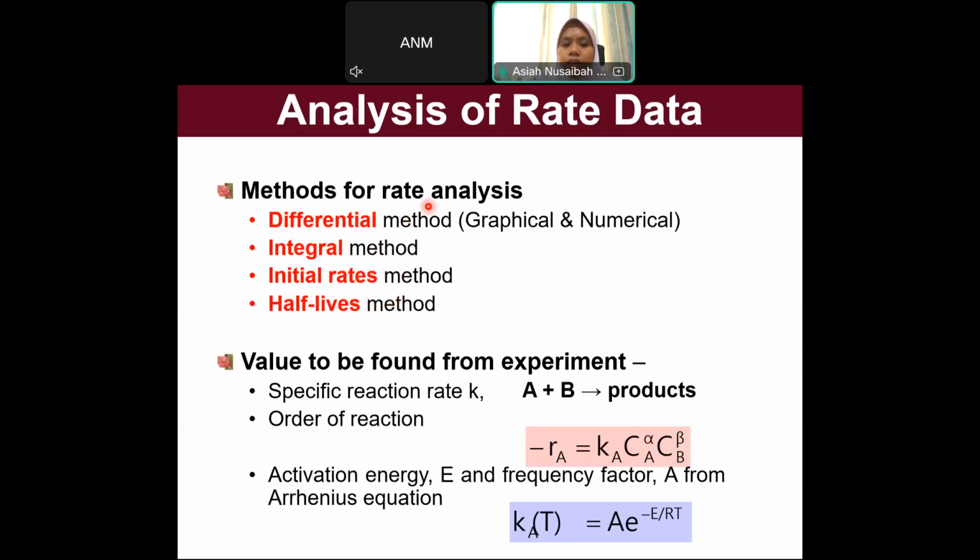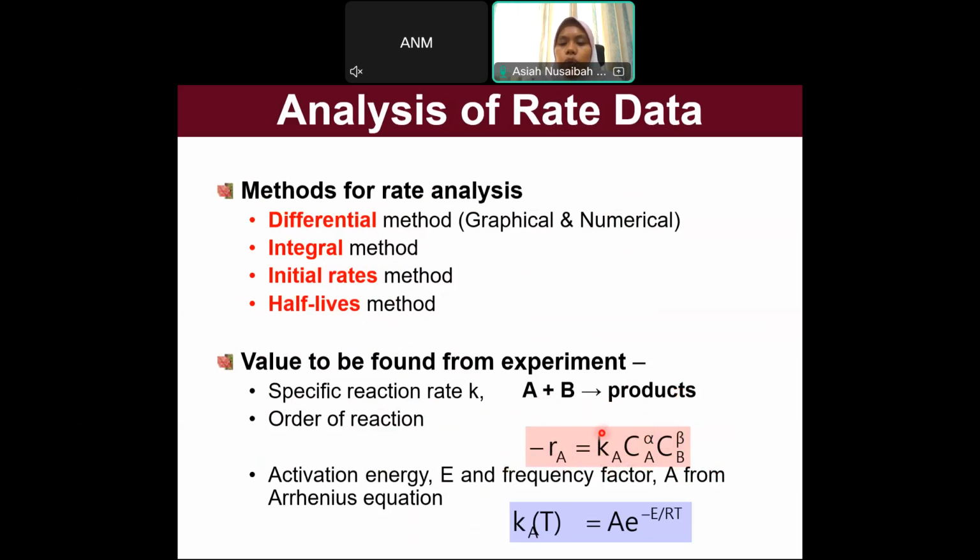Based on the data, where we vary the concentration or pressure over time, we're going to generate data to find two things. The first one is the specific reaction rate, K. The second one is the order of reaction. For example, we have a reaction between A and B to get a product. We write the rate law as minus RA equals K CA to the alpha CB to the beta. So chapter 5 will help us find the value for K, and the values for alpha and beta. Then we can write the rate law.